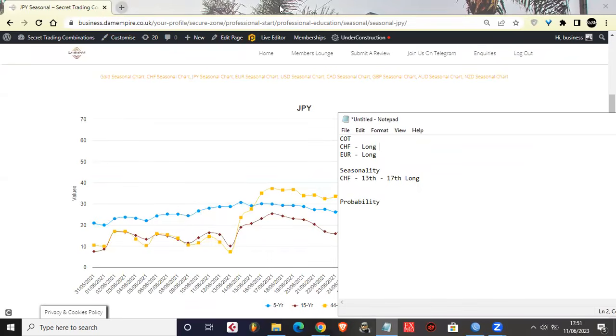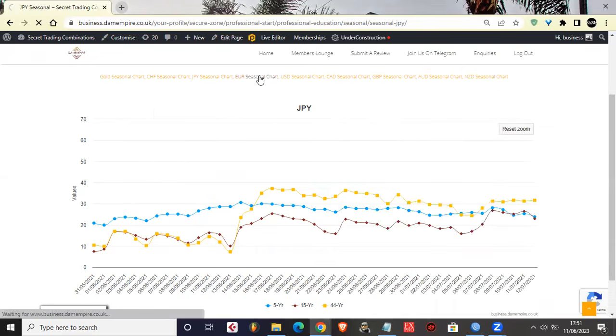So the next one would be Euro. I'm going to give Euro a check right now and see if Euro is aligned with what we have on the COT report.